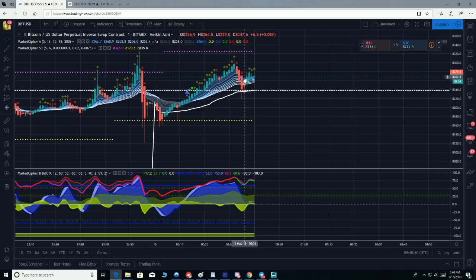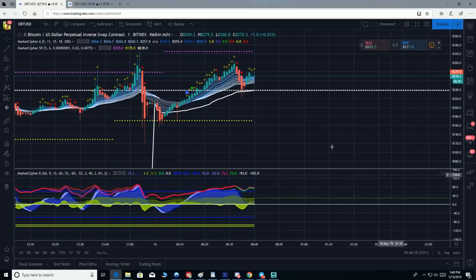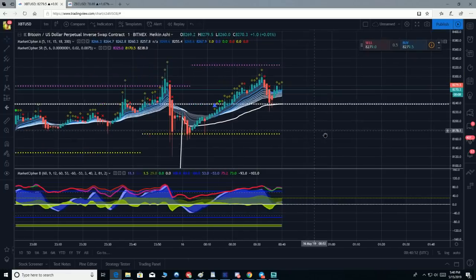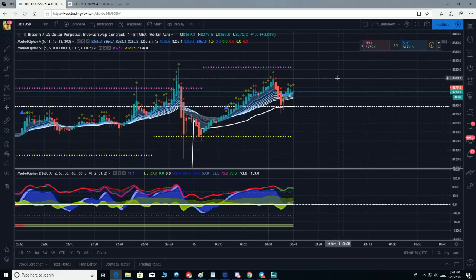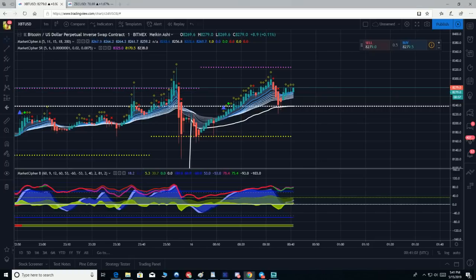Green dots won't appear unless there's like a dump. Unless besides Market Cipher A, like it could. Technically 8240 was a green dot on Cipher A 1 minute. $82.84.